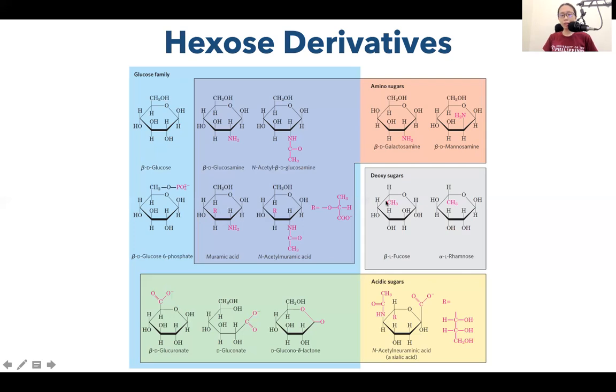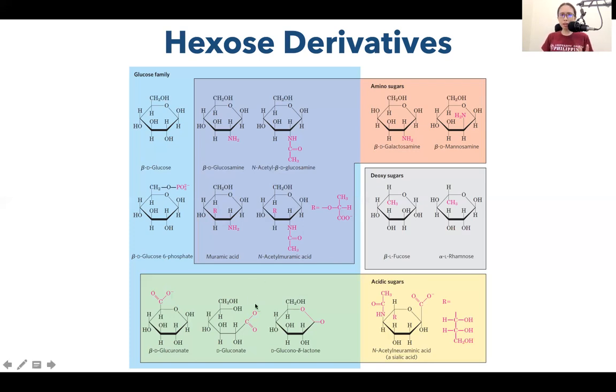Other derivatives include, derivatization is not just limited to carbon 2. For example, in carbon 6, remember carbon 6 is the CH2OH. If we replace that OH with a hydrogen, we end up with CH3. So we end up, for example, with beta-L fucose, which is part of your complex carbohydrates. And we also have alpha-L rhamnose, which is an important component in plants.